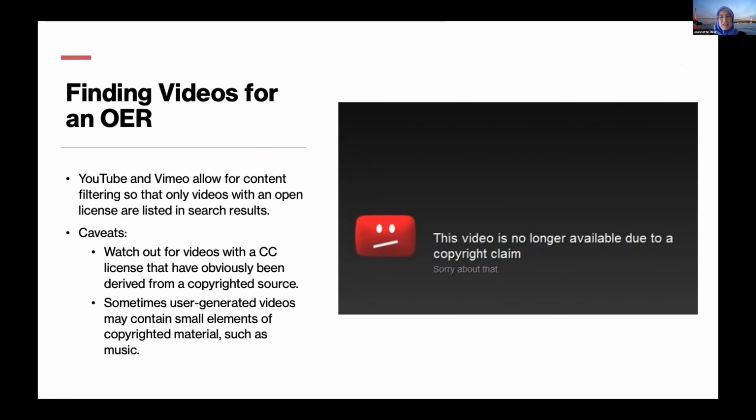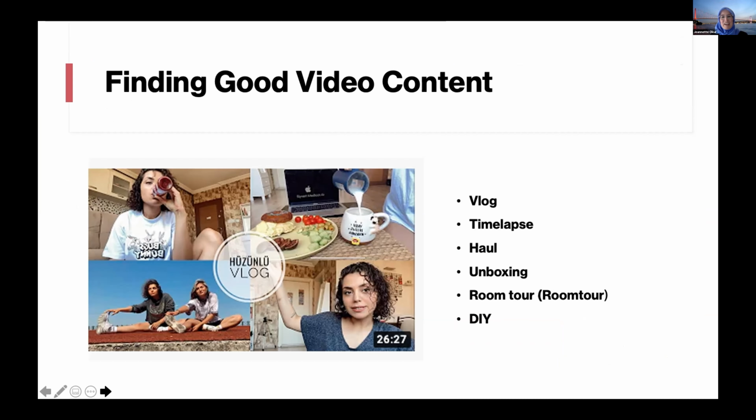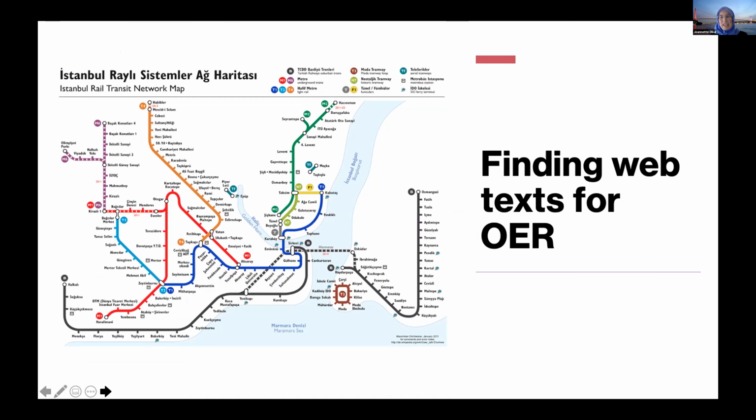It can be done, and how to avoid pitfalls of then realizing that you have something that was copyrighted or that contains small elements like copyrighted music. I would love to show you some genres that are particularly rich for openly licensed videos, such as vlogs, unboxing, room tours, do-it-yourself videos, and give you some tips on finding good web text.